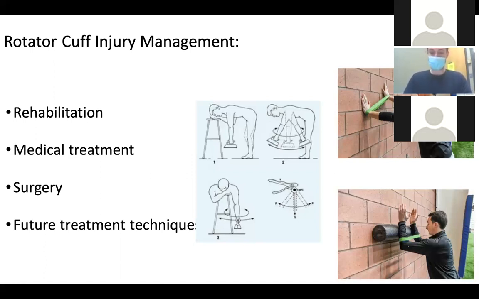A progressive scapular strengthening program should be included in the middle stage of rehab. Examples of progressive strengthening exercises would be the clock exercise, the wall clock exercise, and also the foam roller exercise, which is pictured here to the right.